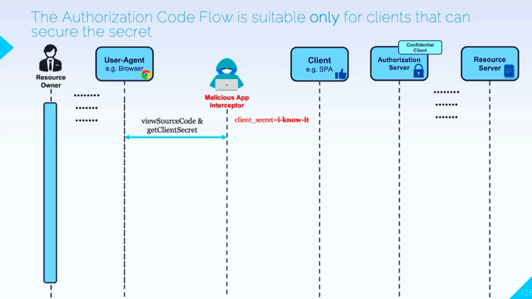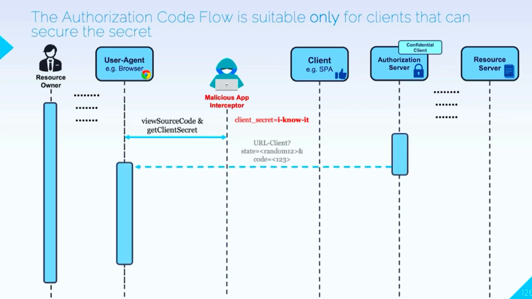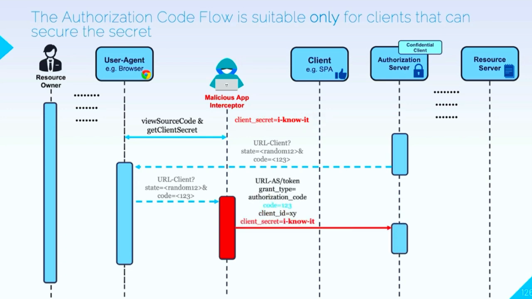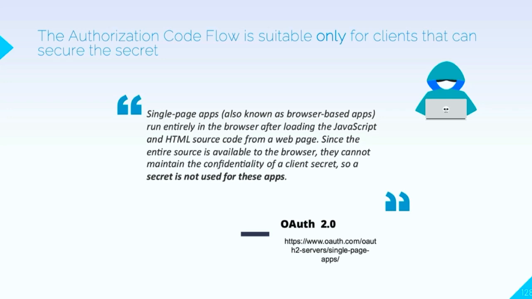Client secret, I know it. At the same point in the flow, when the authorization server redirects the resource owner back to the client via the browser, the hacker intercepts again the authorization code. Since they already have the correct client secret, they send both the code and the secret to the authorization server. And there we go, the verification succeeds and the hacker is granted an access token, leaving the resource owner very sad.